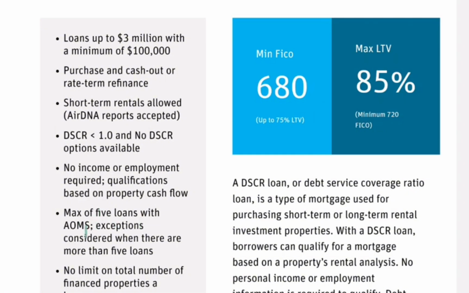Maximum of 5 loans with this lender, and exceptions are considered when there are more than 5 loans. What are exceptions? Basically, sometimes there might be something that doesn't fit the lender's guidelines, and then the lender can create or allow an exception. But that's on a case-by-case basis, and it's not something that's consistent in every situation. The maximum LTV, or loan to value, is usually 75 to 80%. With this specific lender, it's 85%, okay? In order to qualify for that LTV, they need to have at least a minimum 720 FICO, or 720 middle credit score.